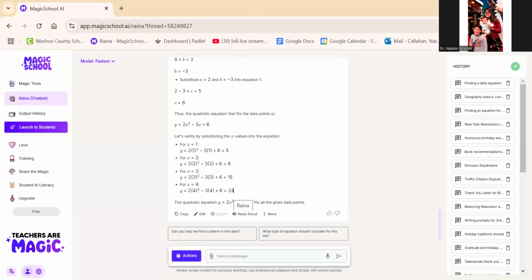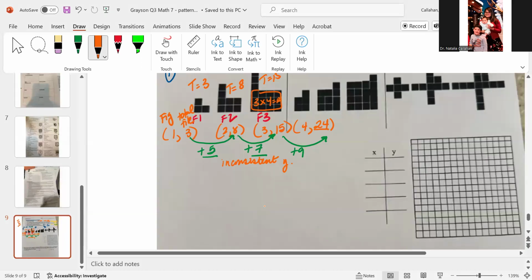That's okay. It doesn't matter. So the next one is 4 comma 24, right? So this one's 1, 3, 2, 8, 3, 15, 4, 24. And let's guess the next one. So it's going to be 5. And then what are you going to add here? No, 5, 7, 9. What's the next number? Aren't these all odd numbers, right? Yeah, plus 11. So what is it going to be? 35. So 5 comma 35, correct?